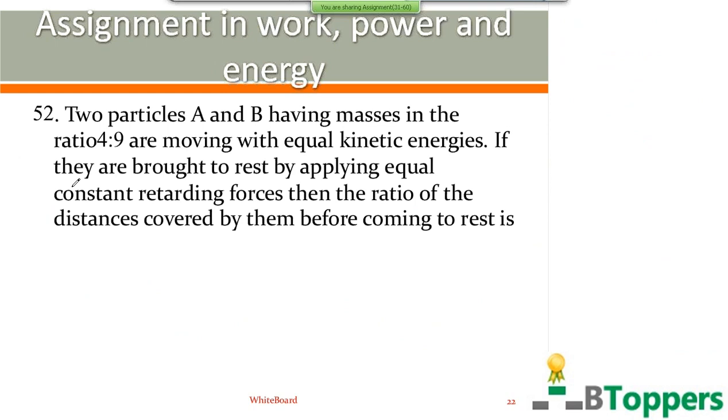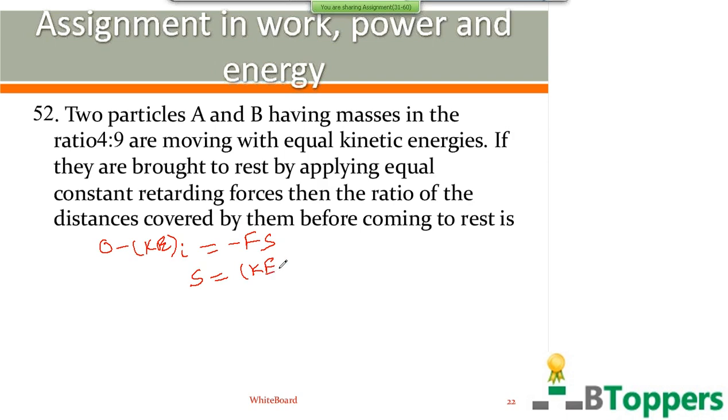If you apply work energy theorem, change in the kinetic energy is equal to work done by retarding force on the body. You have to assume that both the particles are moving in the horizontal direction, so that work is done only by the retarding force and no work is done by the gravitational force. Change in the kinetic energy is equal to final kinetic energy minus initial kinetic energy. Final kinetic energy is zero. Work done by the retarding force is minus Fs because the retarding force acts opposite to the direction of the displacement.